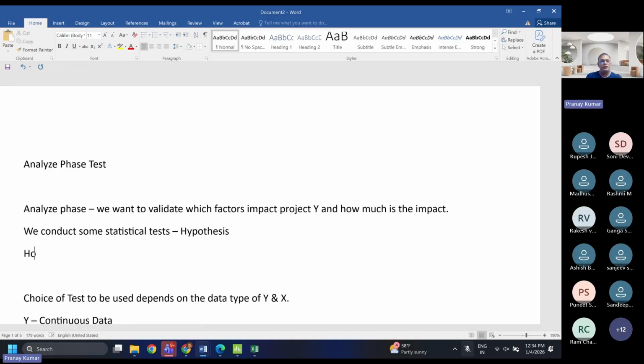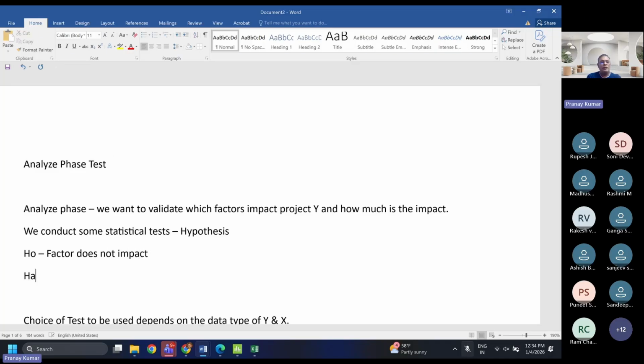Here in the hypothesis, there are two assumptions or hypotheses that we make. Null, which says that factor does not impact. Alternate, which says factor impacts significantly.